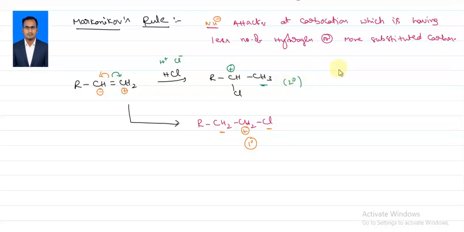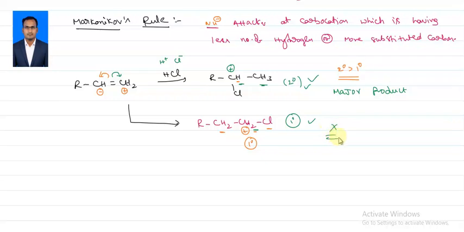Now which is more stable? Secondary is more stable than primary, right? Here only one hydrogen atom is there, but here two hydrogen atoms are there. So it is more stable when compared to the primary. So secondary is more stable when compared to the primary. So it is the major product.